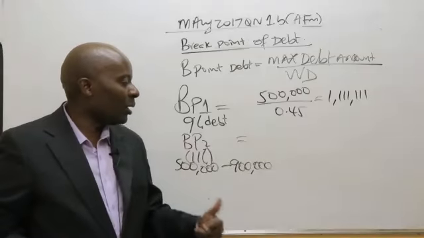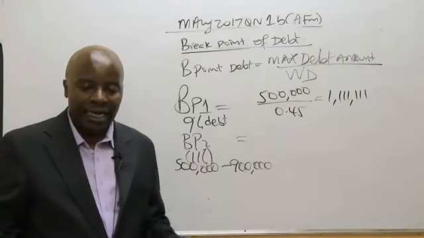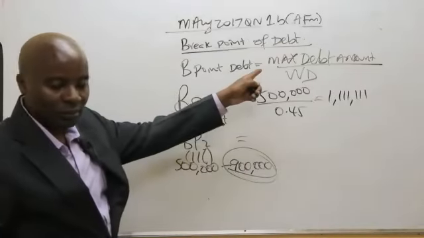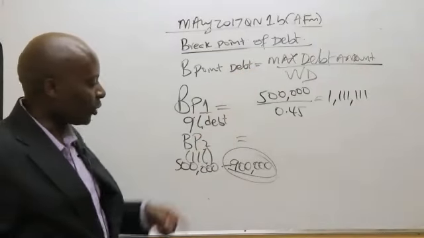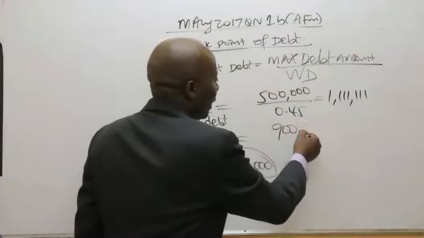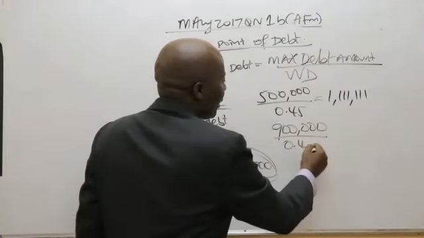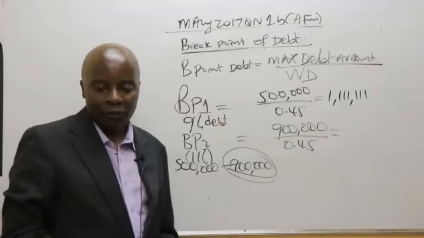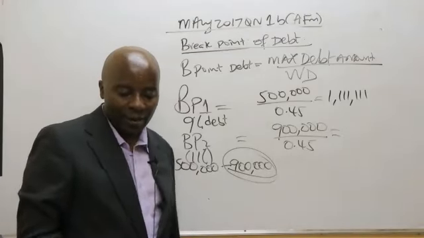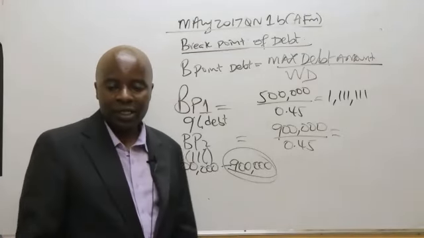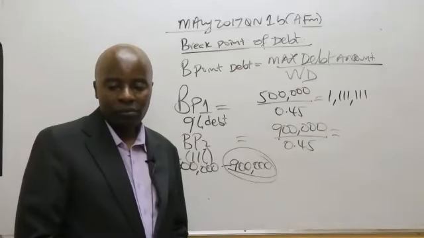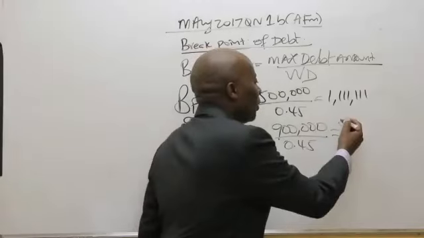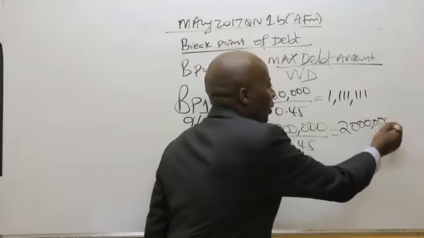Because remember that these breakpoints are supposed to be cumulative in nature, and that is why we'll simply read the maximum value, the upper limit. So the upper limit here is 900,000. We divide this by the same weight there. So what is 900,000 divided by 0.45? That will give me what figure, ladies and gentlemen? 2 million, thank you very much.